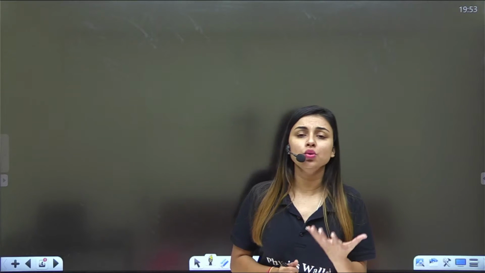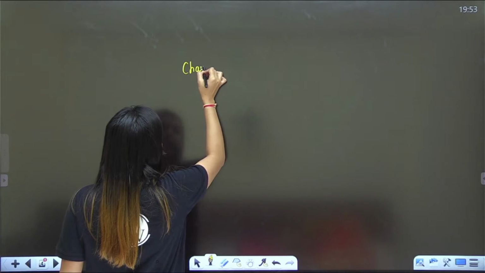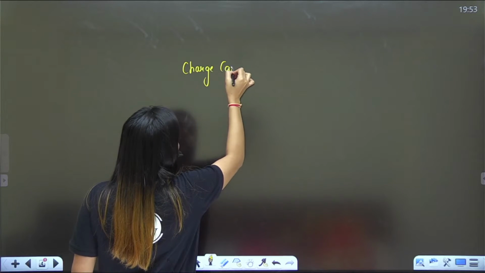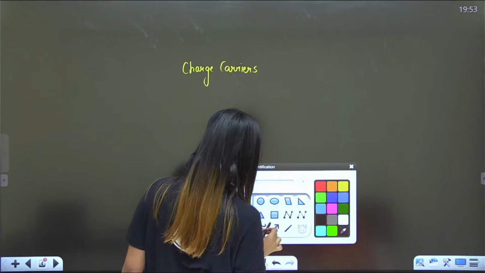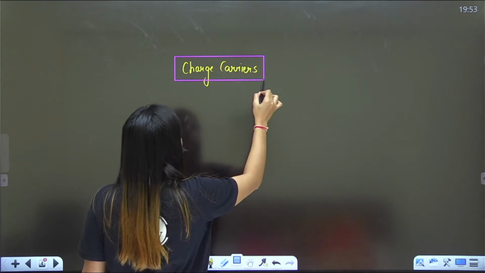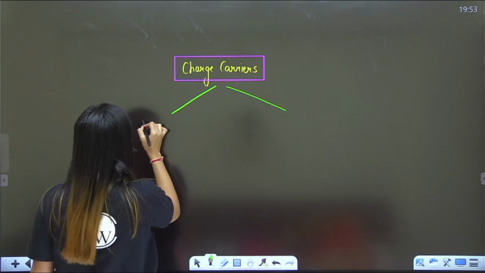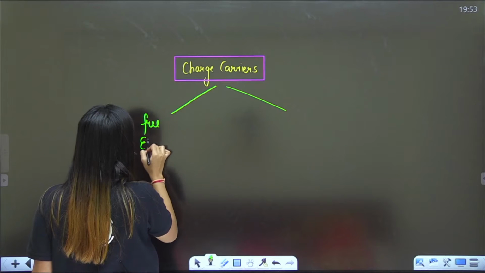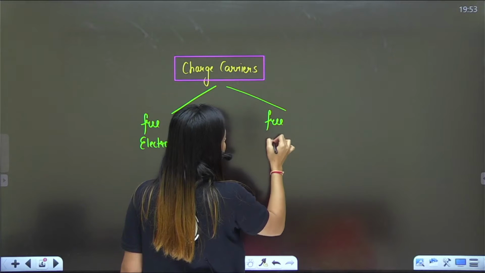Before starting this part, my dear students, if I ask you what charge carriers are, what will be the answer that comes to your mind? Let's discuss charge carriers. Charge carriers are majorly of two types. One is free electrons and the other is free ions.